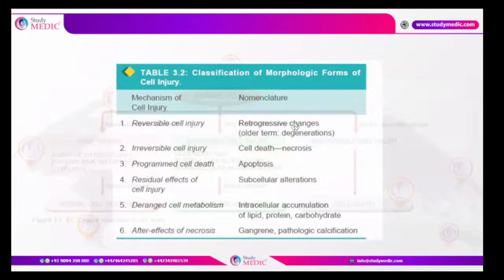So let's see the different kinds of irreversible injury. Irreversible cellular injury is nothing but cellular death, and we've got a programmed cell death, which is called apoptosis. Also there could be some residual effects of the cellular injury in the form of subcellular alterations and deranged cellular metabolism, shown as intracellular accumulation of lipids, proteins, and carbohydrates, and the after effects of necrosis could be pathological calcification and also gangrene.